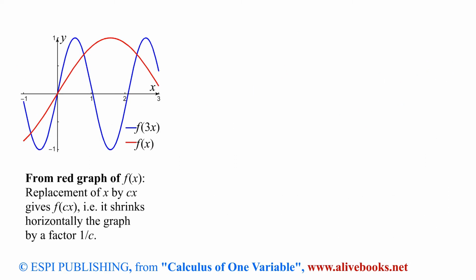In the fourth example we have again the graph of a function f(x) in red. If we replace the independent variable x by c times x, then we shrink the graph horizontally by a factor 1 over c. Thus we can have the behavior of the function in a larger interval of x. For c equals 3 we obtain the blue curve of the figure.